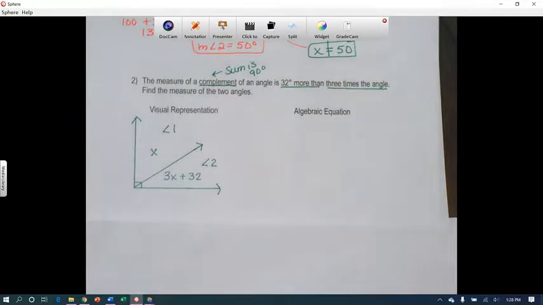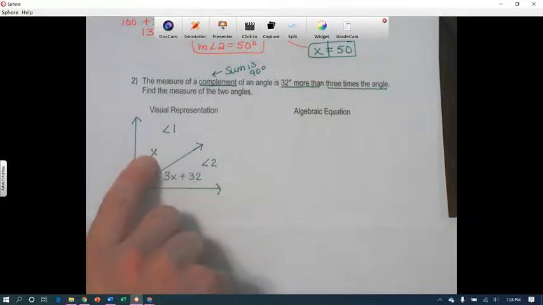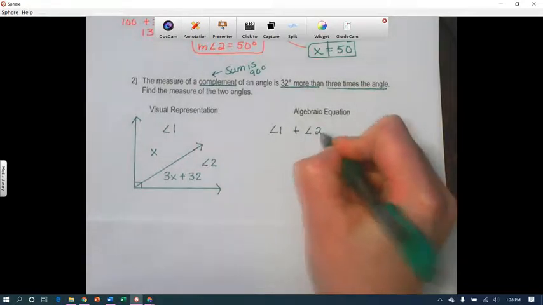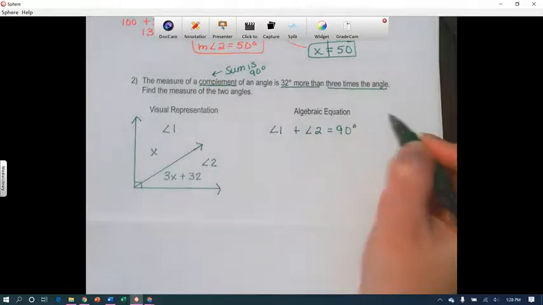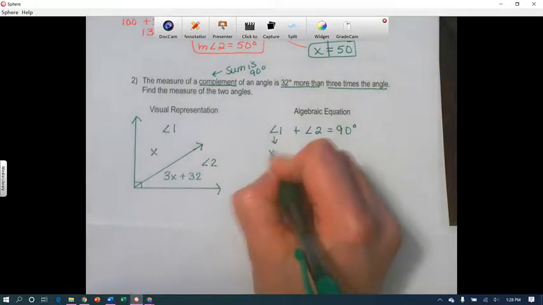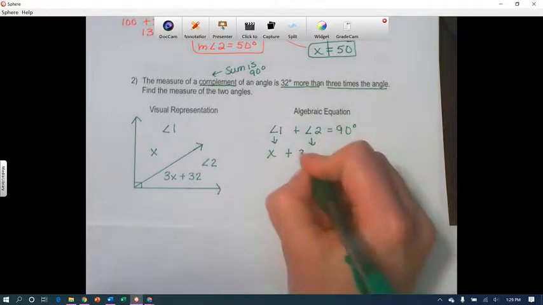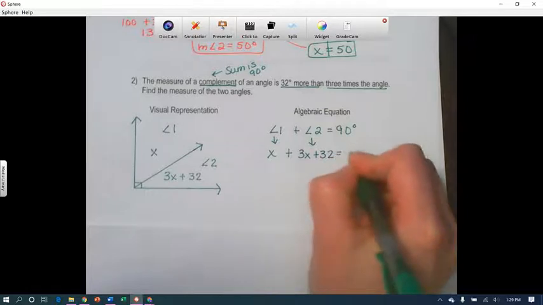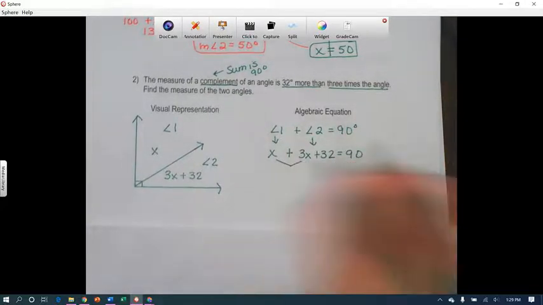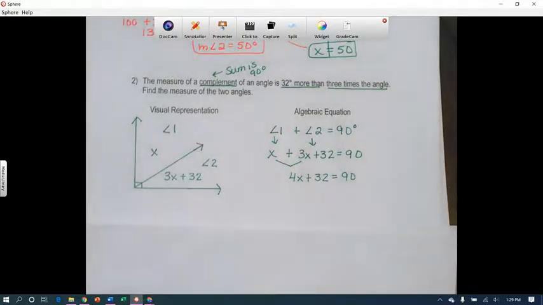So I have 3x plus 32 as one of the angle measures, and the other angle measure is just x. I know from my algebraic equation that angle 1 plus angle 2 is equal to 90 degrees, because we're talking about complementary angles. Angle 1 is that unknown measure x. Angle 2, we're going to use this expression, 3x plus 32. That equals 90. Now I'm going to combine like terms, and this leaves us with 4x plus 32 is equal to 90. Then I'm just going to solve that equation.